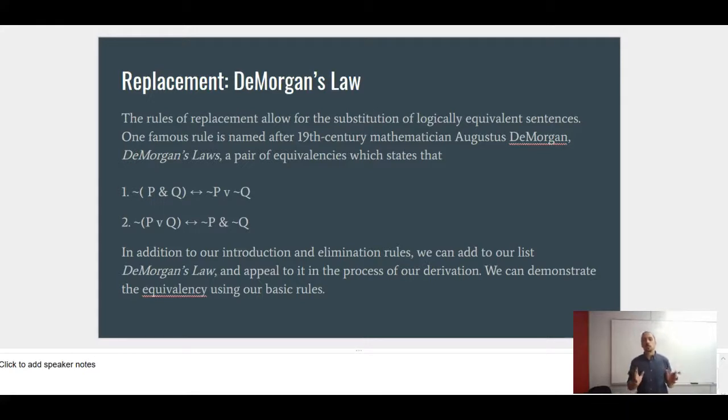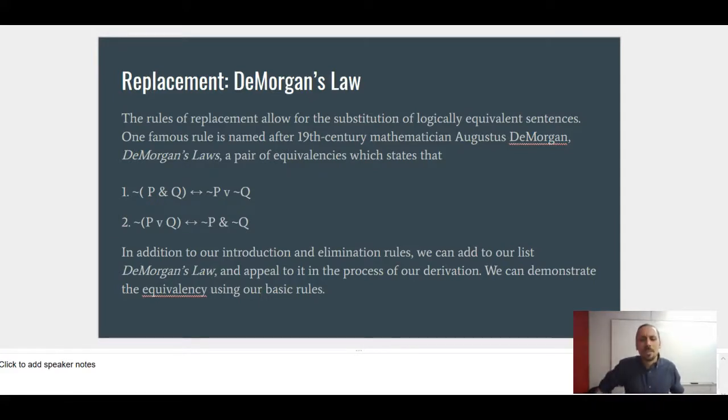So here's our first rule of replacement. It's called De Morgan's law. It allows for the substitution of logical equivalencies between disjunctions and conjunctions, between or and and. Here they are. First one is: not the case that both P and Q is equivalent to either not P or not Q. The second one writes the negated disjunction, in this case, neither P nor Q, is equivalent to not P and not Q.